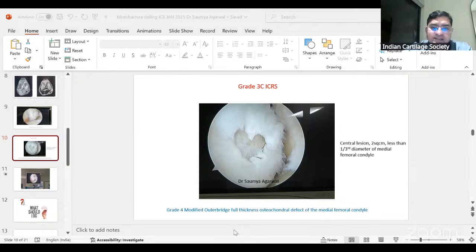So in that case, we need to look for the size of the lesion, also the location of the lesion, and the age of the patient. This is a young patient, so we need to look at the size of the lesion. It is in the weight bearing zone and the size is too big. The size has to be defined once you have debrided the defect. Every loose flap, every delamination, you need to remove it and then you define the size. And then according to the size, you need to have your options, but you need to decide your options before the surgery.